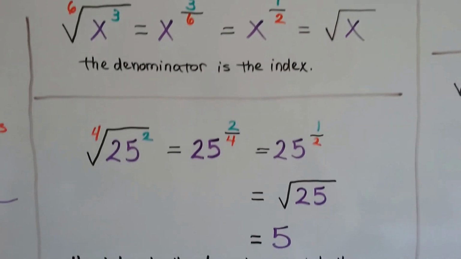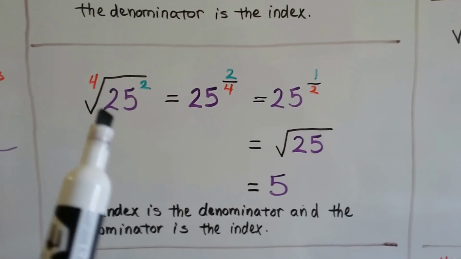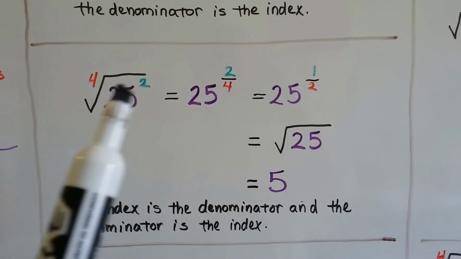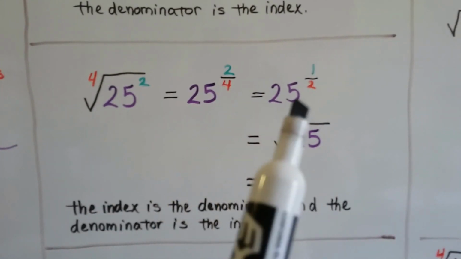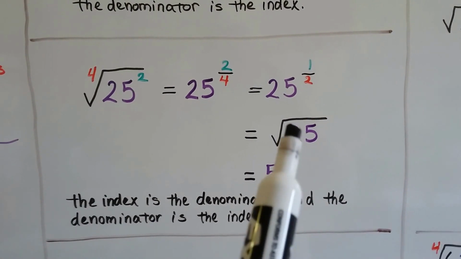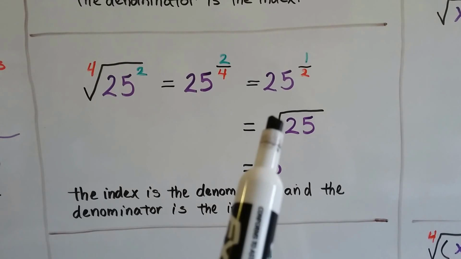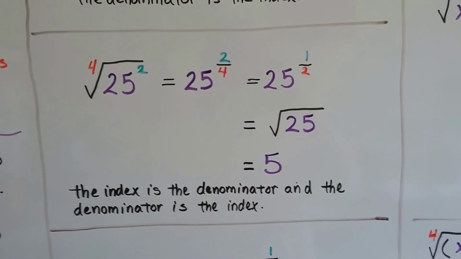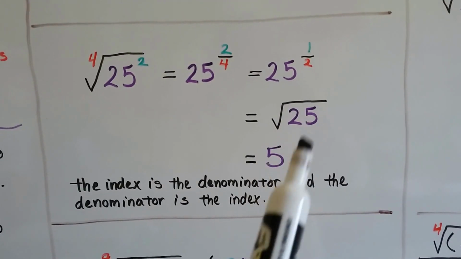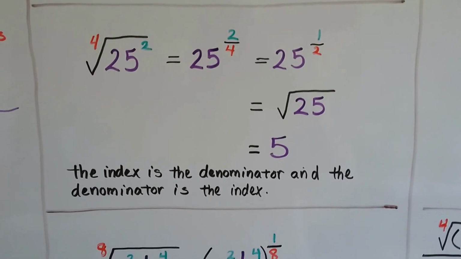It's the root. If we've got the fourth root of 25 squared, we can rewrite this as 25 to the 2/4 power. Here's our numerator. Here's our denominator. We can simplify that to 25 raised to the 1/2 power. And what that means is if this is our root, our index, that little 2, we have a square root of 25. And the 25 is to the first power because that's our numerator. And the square root of 25 is 5. That index is the denominator, and the denominator is the index.